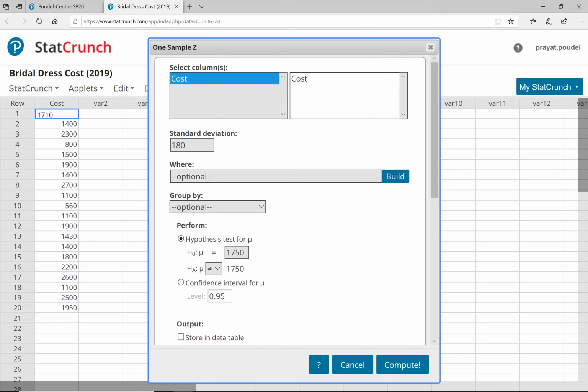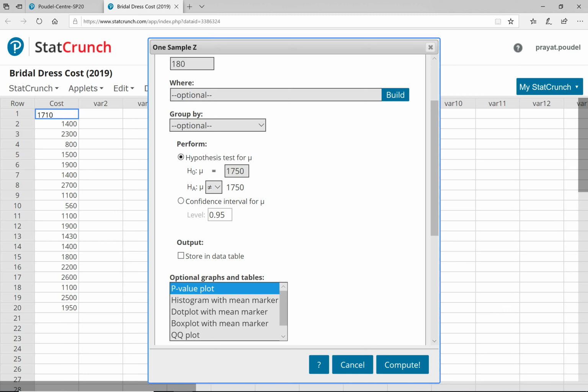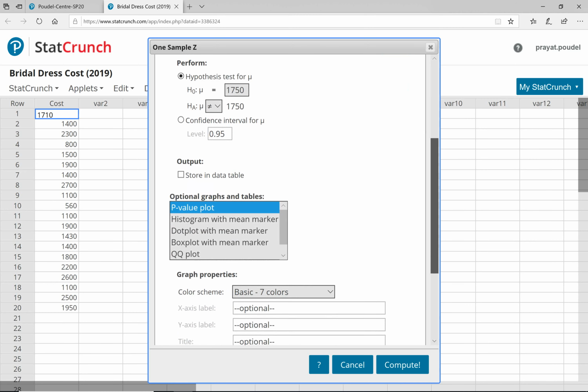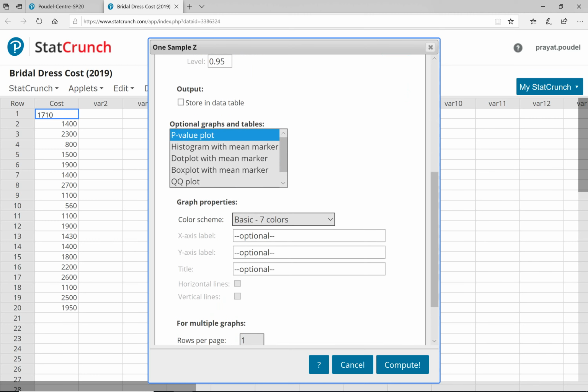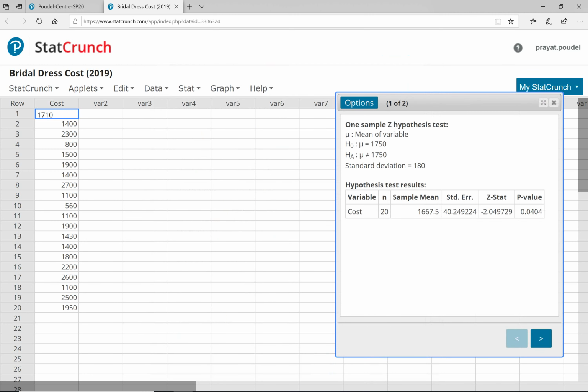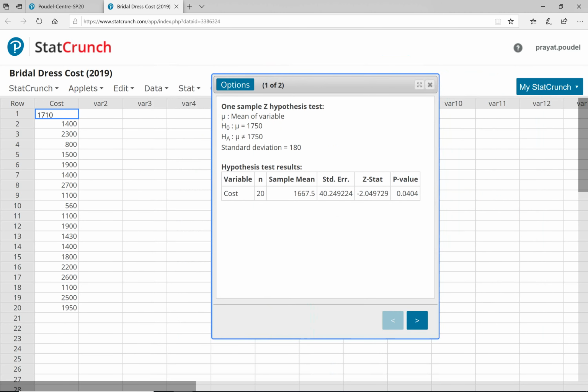Again, we are going to use the cost here. Our standard deviation is 180. We're running the hypothesis where our null hypothesis is mu equals 1750 and our alternative hypothesis is mu is different than 1750. Again, running a two-tailed test here, and we're going to ask StatCrunch to give us a p-value plot as well. I'm going to compute. And if we do that, we know what our sample mean was. Our z-stat, as we calculated, was negative 2.049729, roughly negative 2.05, and our p-value was 0.0404. That's exactly what we had earlier.